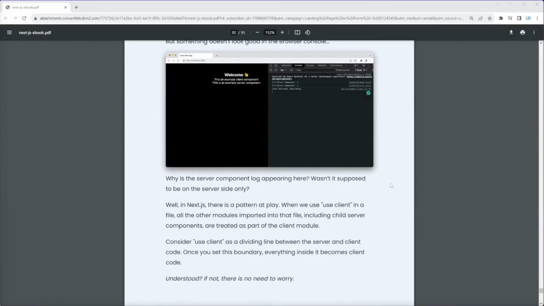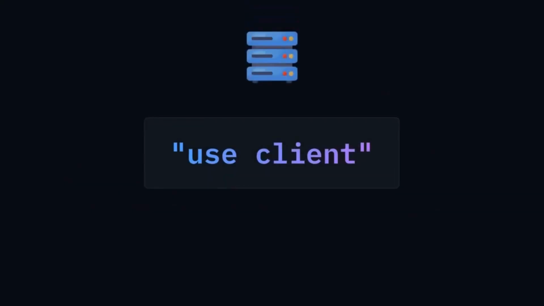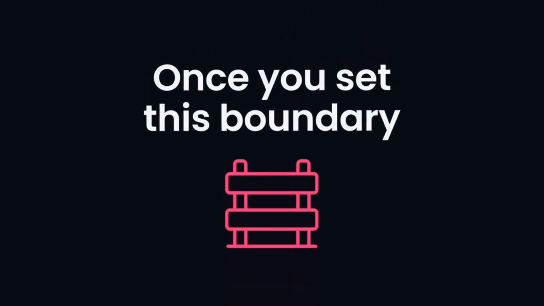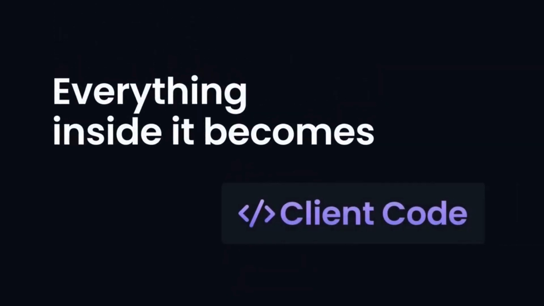Well, in Next.js, there is a pattern at play. When we use "use client" in a file, all other modules imported into that file, including child server components, are treated as a part of the client module. So consider "use client" as a dividing line between the server and client code. Once you set this boundary, everything inside it becomes client code.